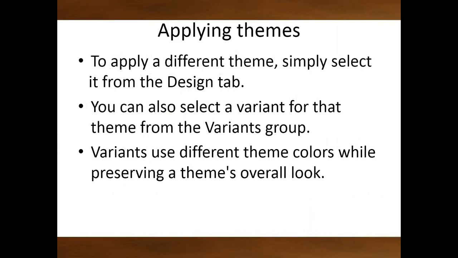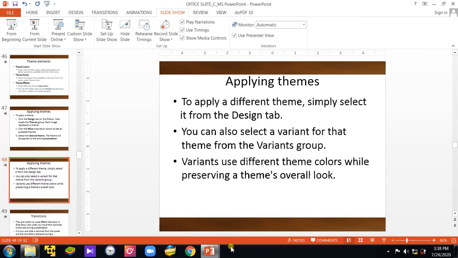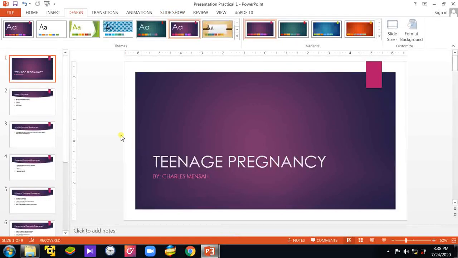To apply a different theme, simply select it from the Design tab, as we just did. You can also select a variant for that theme from the Variants group. Variants use different theme colors while preserving a theme's overall look. Let us demonstrate this. Variants here means a variation of a theme. So there are a number of variations.